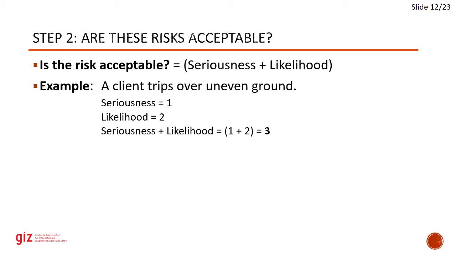Seriousness plus likelihood, 1 plus 2, is 3. So, is the risk acceptable or not? What does the 3 mean?